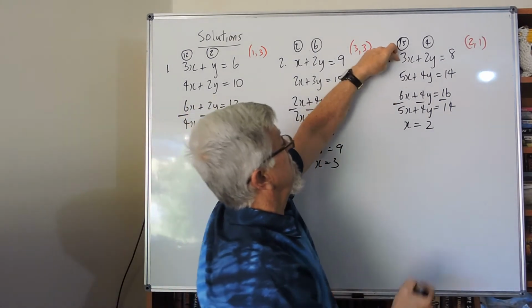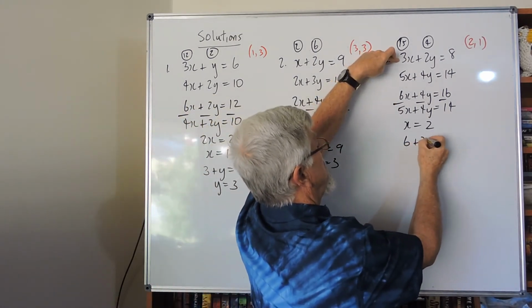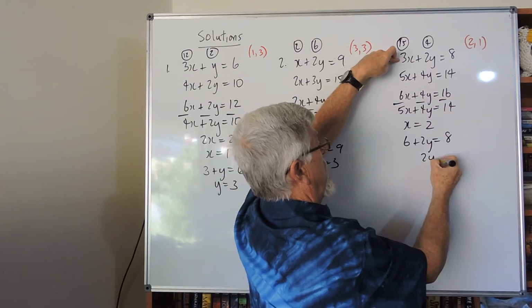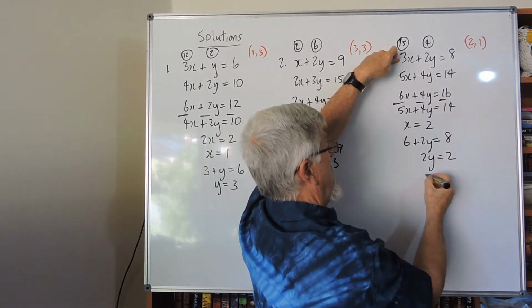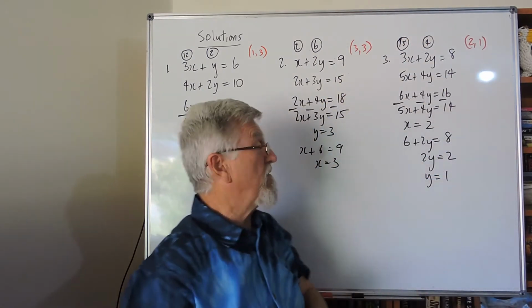Now I substitute, and you've got 3 2s are 6 plus 2y equals 8. So 2y equals, take 6 from 8, so y equals 1. You've got 2, 1, and there's the first 3 done.